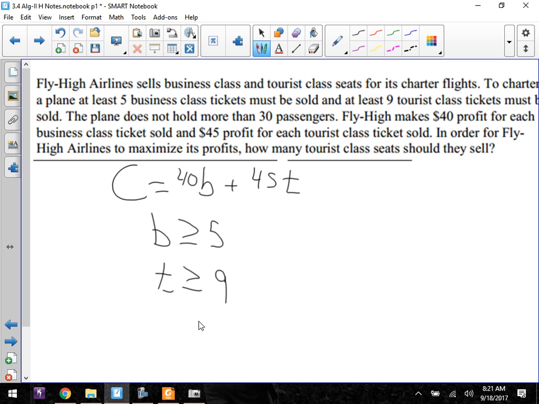All right. How many seats does the plane hold? 30. So, what do you have to have? I mean, ticket-wise, what should it add up to equal 30? E plus T. And it has to be less than or equal to 30. You okay with that?